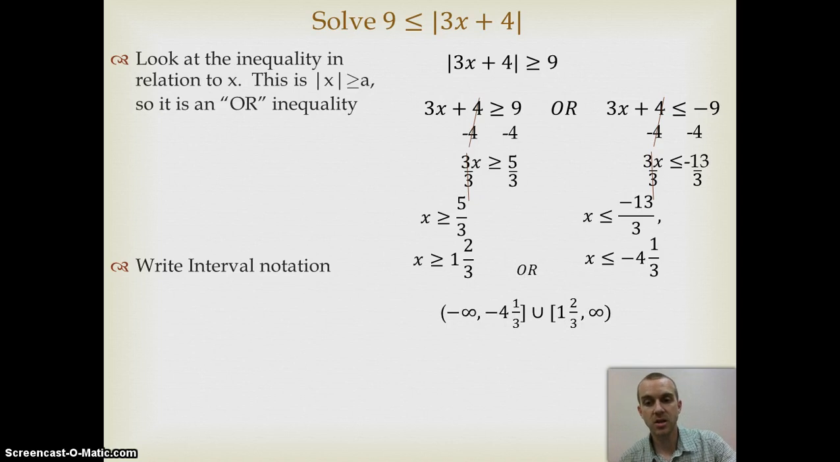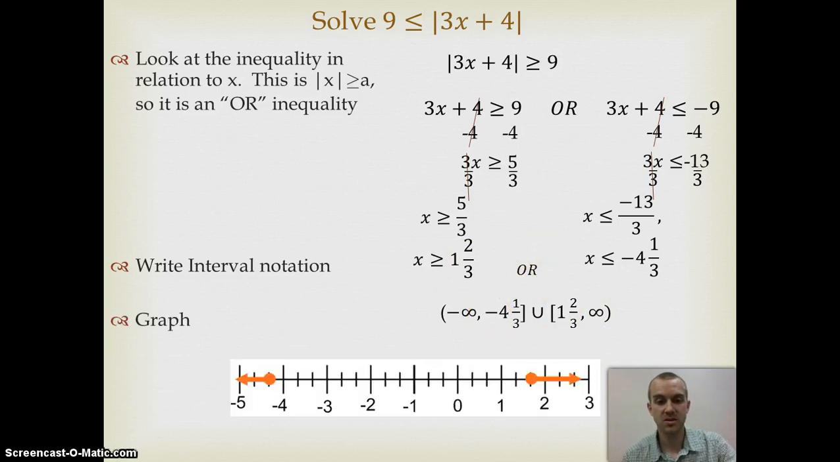So I use my union. The first always lists the less than first. So from negative infinity to my value, negative 4 1/3. It's a bracket because of the equals to. The union is like my or, and then it's going to go from my greater than value to positive infinity. When I graph them, I'm going to graph just my two inequalities. So in this case, negative 4 1/3 down here, 1 2/3 here, and so everything will work except for what's in between these two.